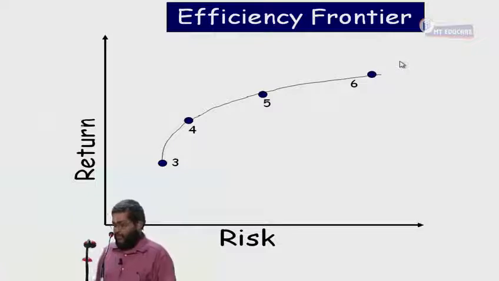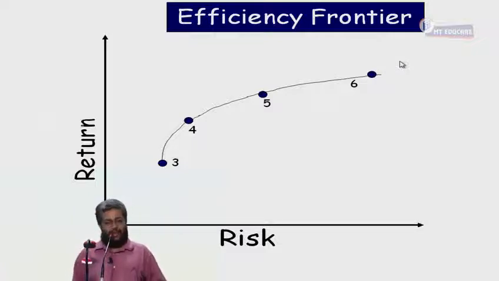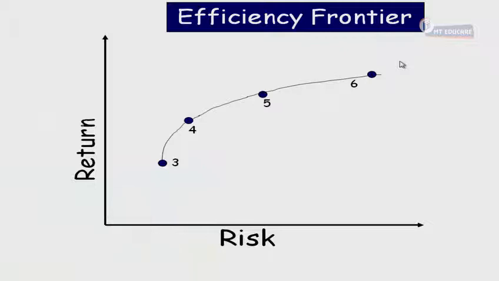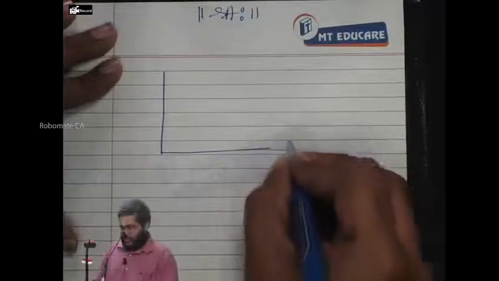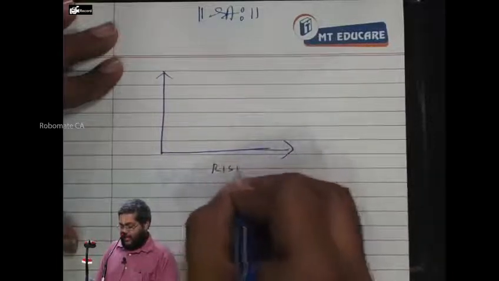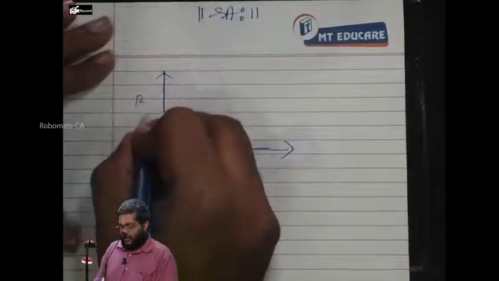In that case, what we did for two securities can be done for N securities. Very simple. How it looks is, we have the x-axis as risk and the y-axis as return.